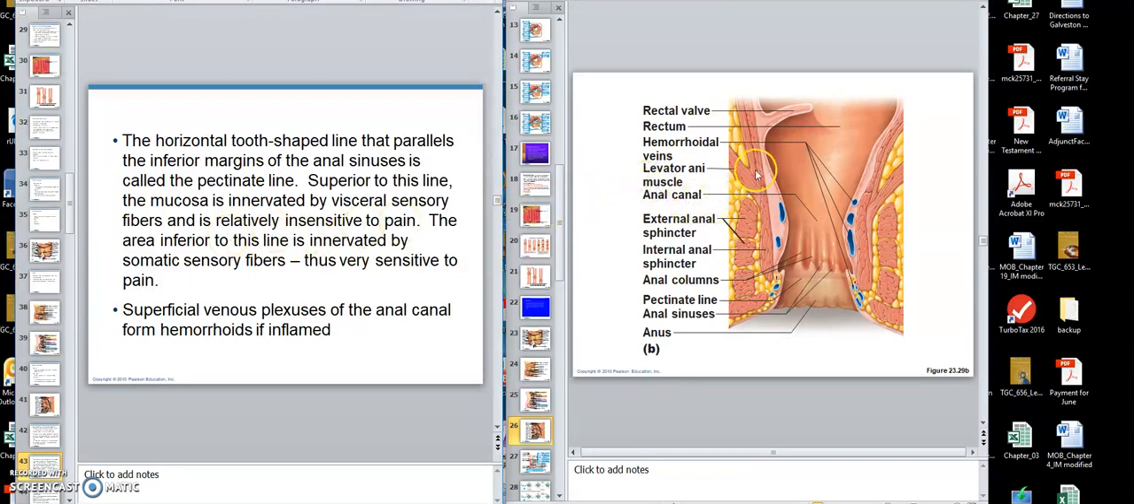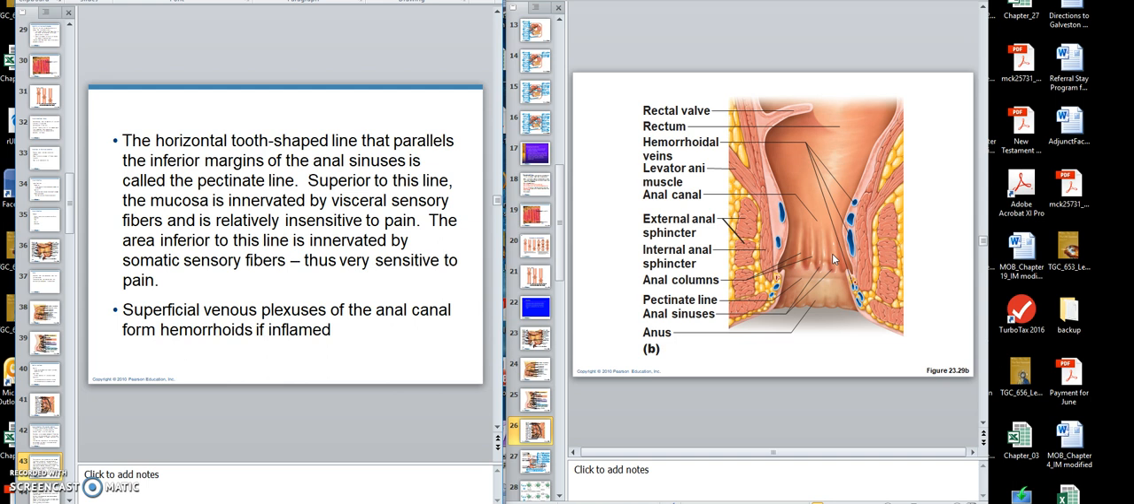Superficial venous plexuses, that's the hemorrhoids. If they enlarge or dilate too much because of straining at stool and other reasons, you could get hemorrhoids. And if they protrude too much, they could burst as you strain, and then it would give a bloody stool, a bright red bloody stool.